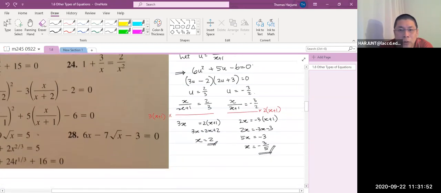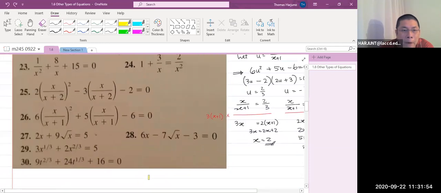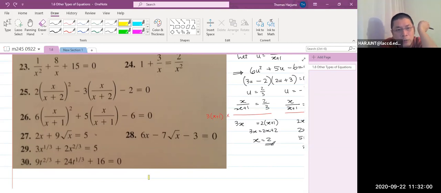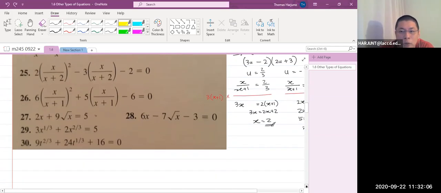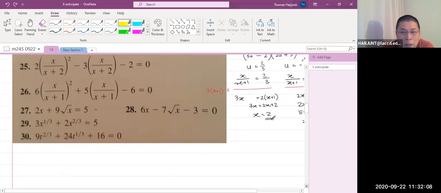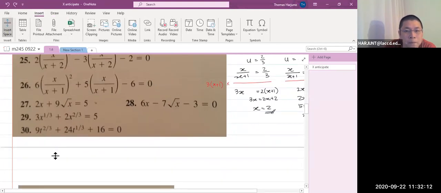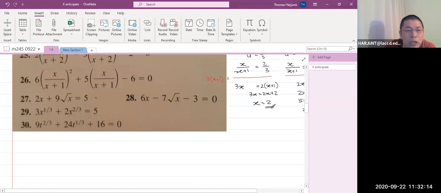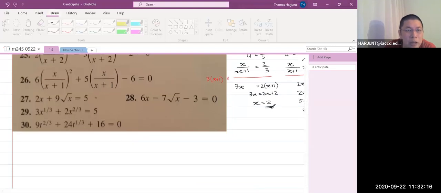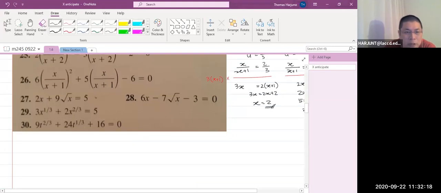Let me go on. Which would you like me to do, number 28 or number 30? I think I'll do number 30. I will go back to number 28 at a later point. Number 28 can also be seen as a radical equation, just like number 30.